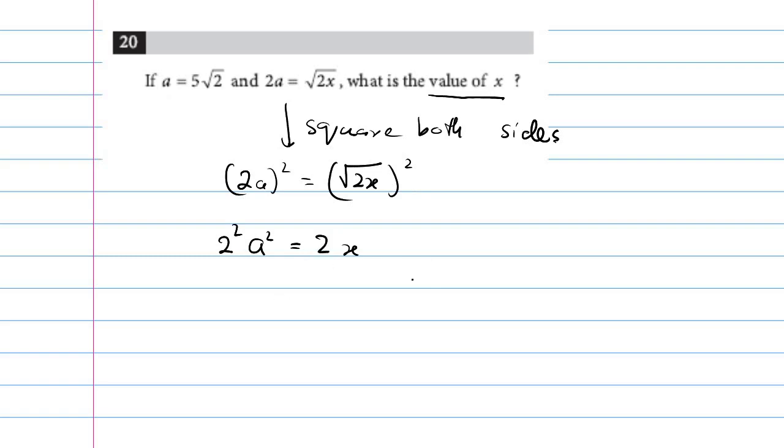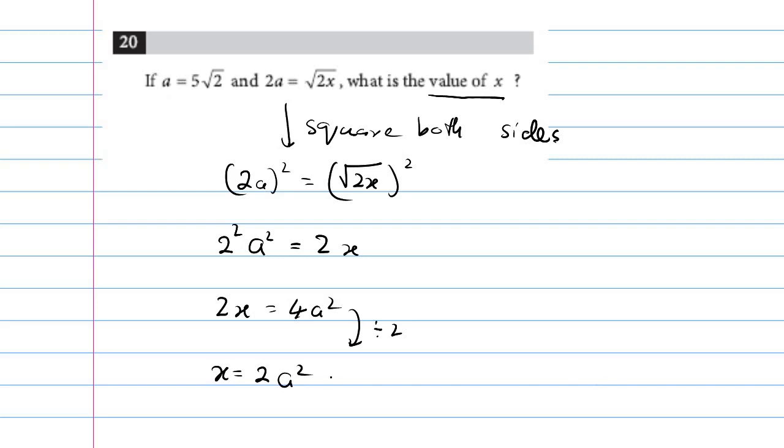Now what do we want? We want x, right? I'll just flip the equation to have 2x equals, so 2 squared is 4a squared. Now just divide both sides by 2. You have x equals 2a squared. Okay, good. So we have x equals 2a squared.